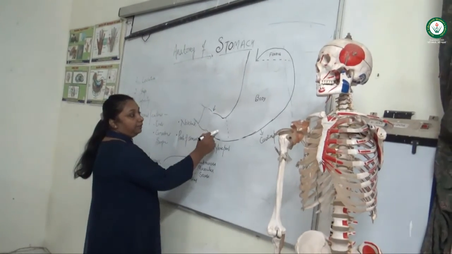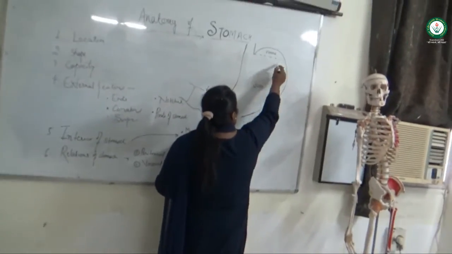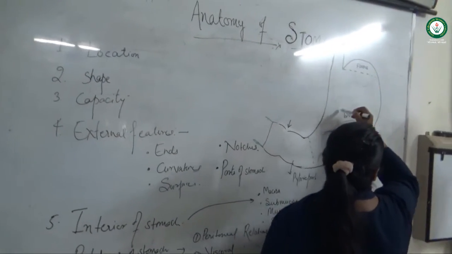If we draw an imaginary line from the incisura angularis to the greater curvature, this line divides the complete stomach into 2 parts. This part is the cardiac part, and this is the pyloric part. The cardiac part is again divided into 2 parts, the fundus and the body, by an imaginary line from the cardiac notch to the greater curvature.